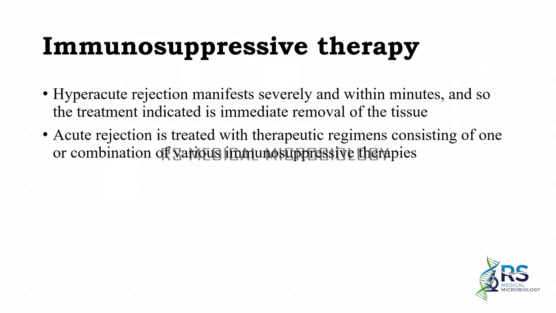Once the transplantation is completed, hyperacute rejection can manifest severely within minutes. So the treatment indicated is immediate removal of this tissue. Acute rejection, on the other hand, you can try some therapeutic regimens, or a combination of various immunosuppressive agents.